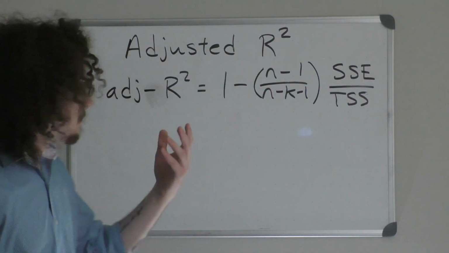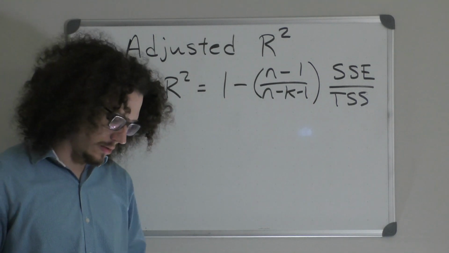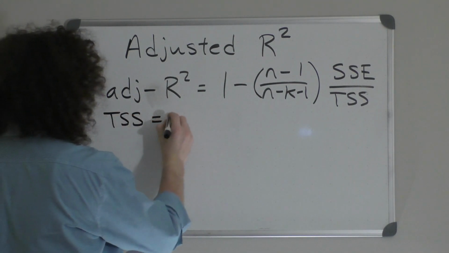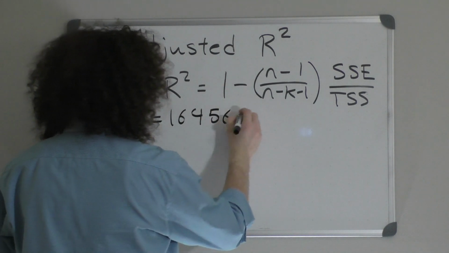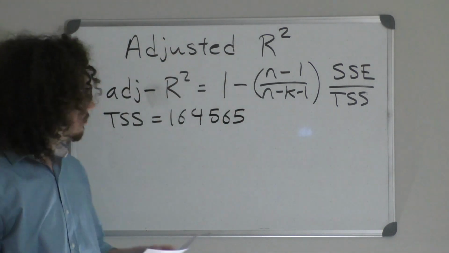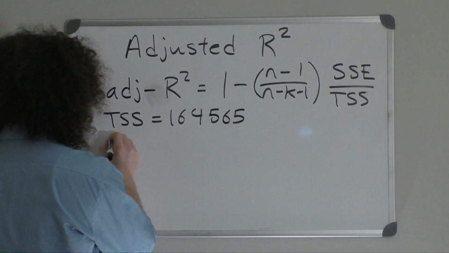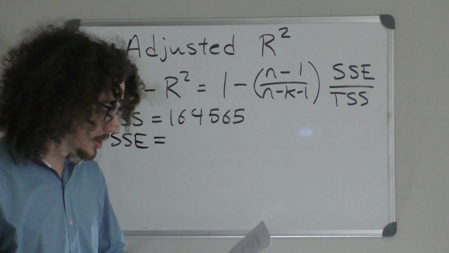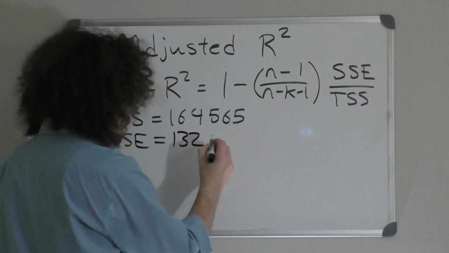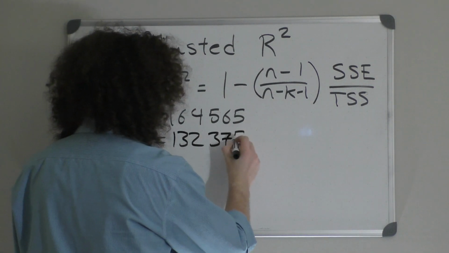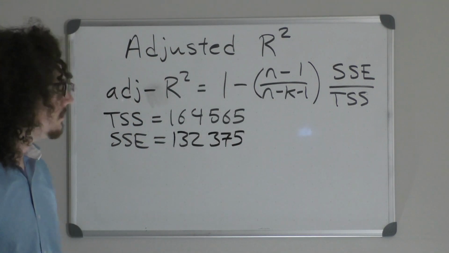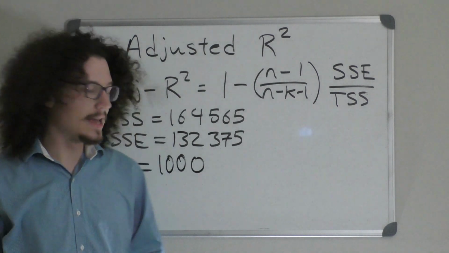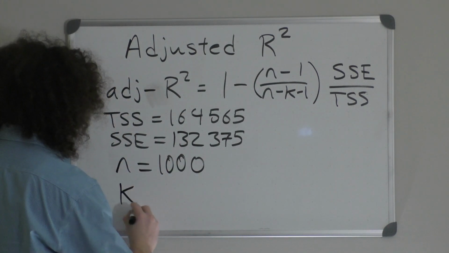So again, looking at our model, our wage equation. Right, probably not surprising. The total sum of squares hasn't changed. We're also going to need our sum of squares error, which is going to be 132,375. We're going to also need our sample size, which for this data set is 1,000.